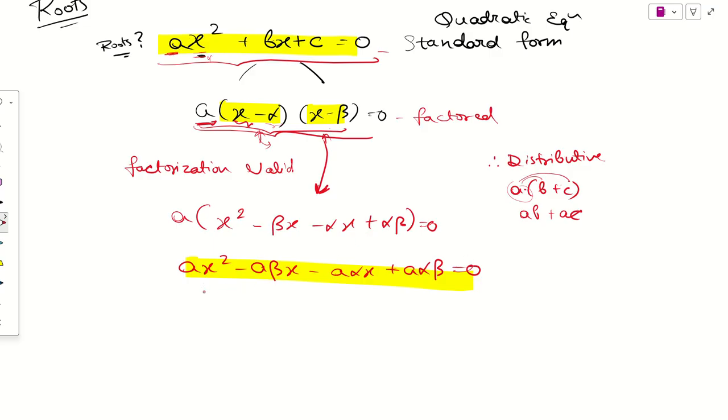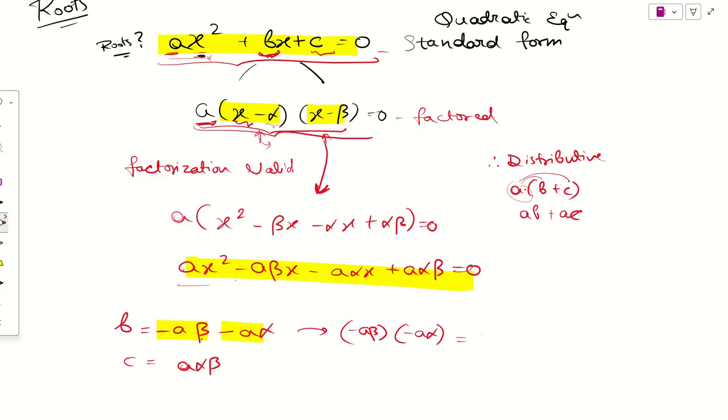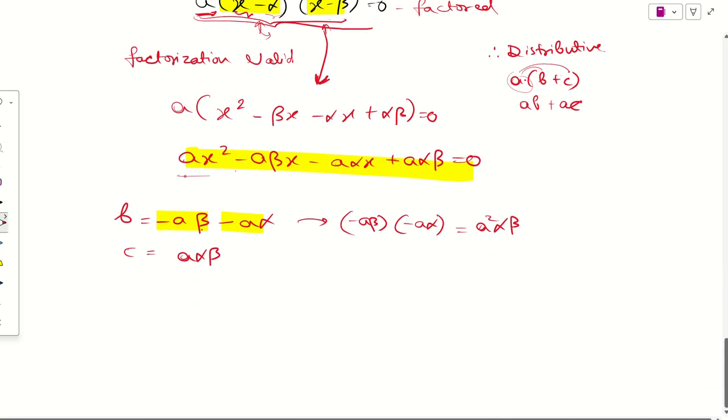If I compare them, we can see that the ax square terms are the same, and your middle term coefficient b will break into two parts, that is minus a beta and minus a alpha, and your c will be a alpha beta, right? If I multiply these two split parts of b, I will have a square alpha beta, right? And if I multiply the first term coefficient with the last term, that is a into c.